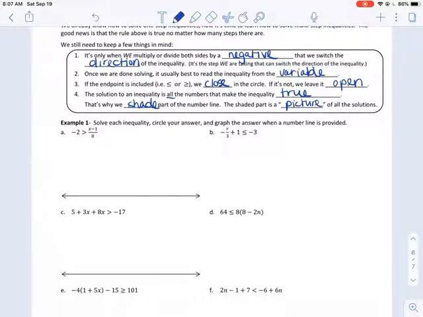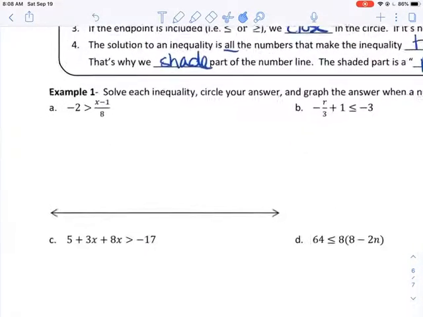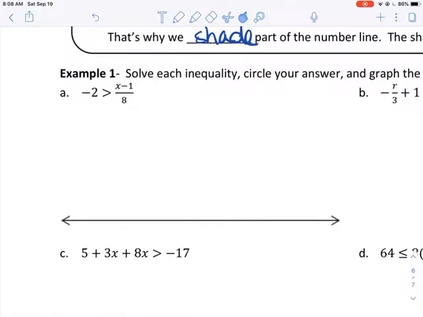So, good thing, we can solve this just like a multi-step equation. We're going to go ahead and do 3 examples today. If you feel like you get them pretty well, you can fast forward to the parts that you're confused on.